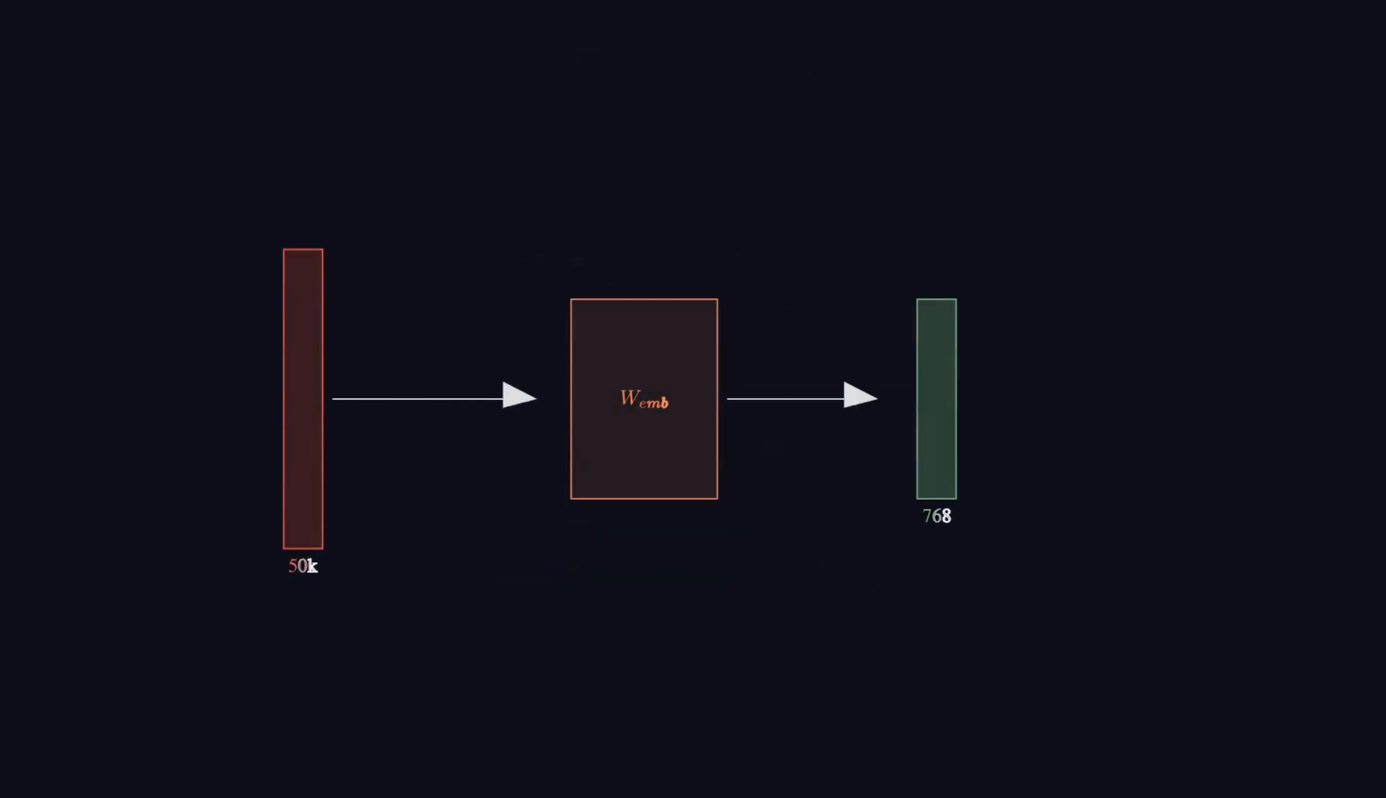Embeddings solve both problems. Instead of 50,000 dimensions, compress each word into a dense vector of, say, 768 numbers. But here's the key. Don't choose these numbers by hand. Let the neural network learn them during training. Start with random vectors. As the model trains on billions of words of text, it adjusts these vectors so that words used in similar contexts end up with similar vectors.